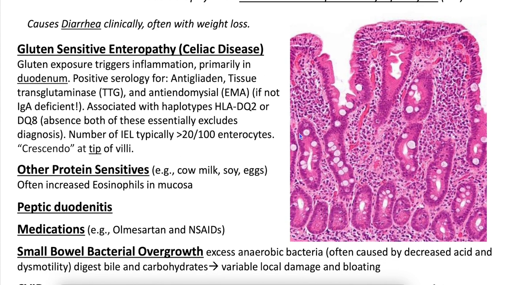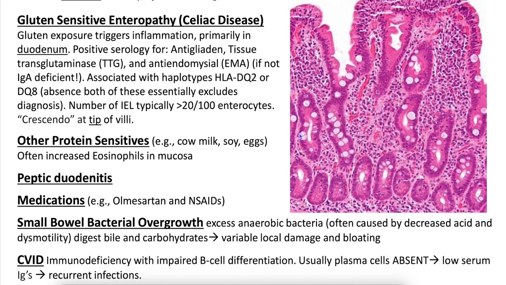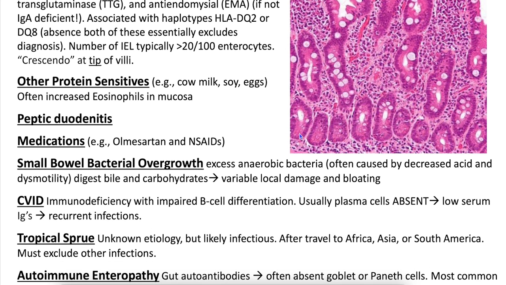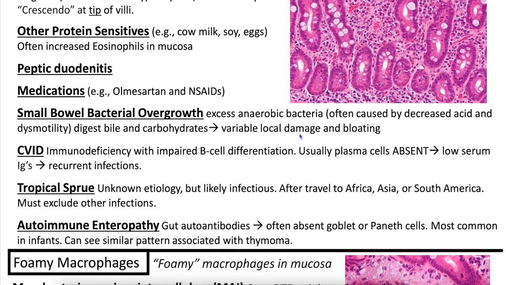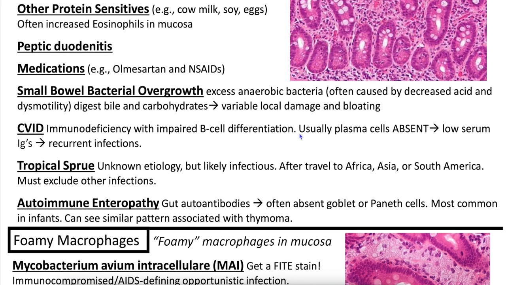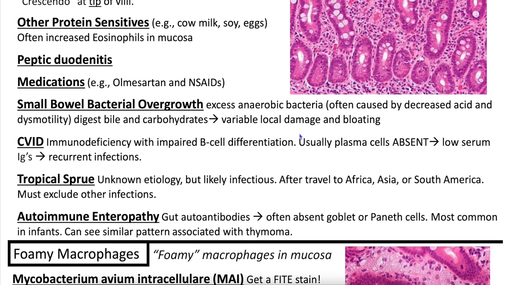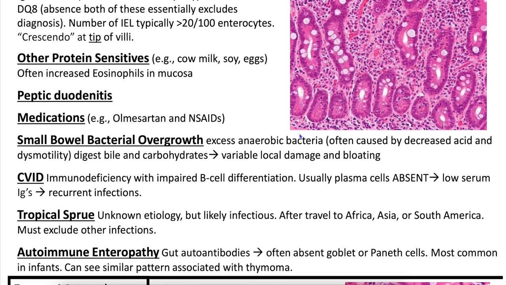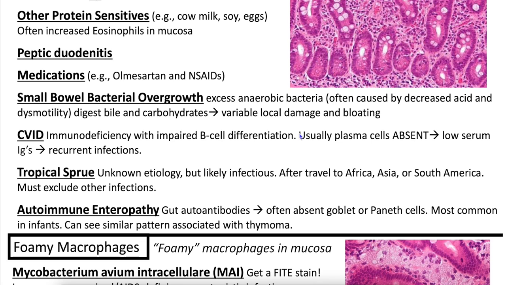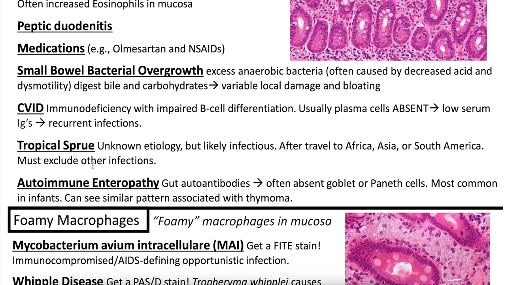Malabsorption can be seen in other protein sensitivities like cow milk, soy, eggs, and you'll often have increased eos in the mucosa. Peptic duodenitis, which we mentioned, medications, your NSAIDs and olmesartan. Small bowel bacterial overgrowth, which is from excess anaerobic bacteria, often caused by decreased acid and dysmotility, and it digests bile and carbohydrates and leads to variable local damage and bloating. Common variable immunodeficiency, CVID, you'll have impaired B cell differentiation, and usually your plasma cells are absent, and you'll have low serum Igs and recurrent infections.